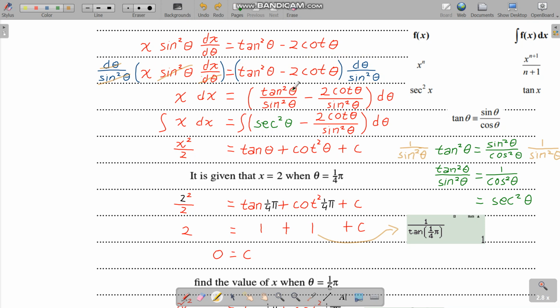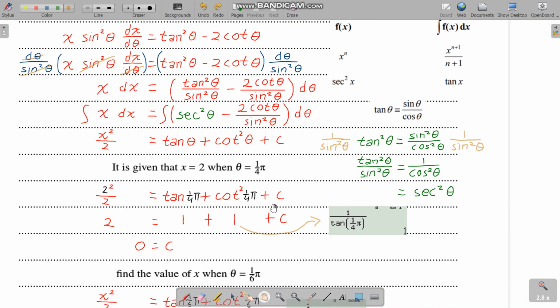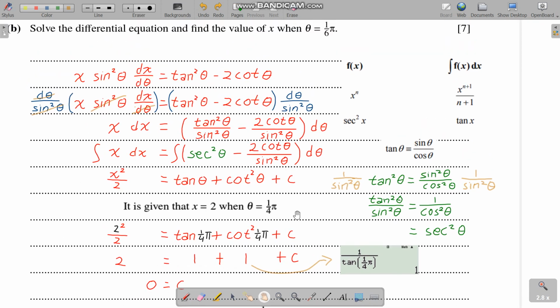Okay, so we divide tangent squared by sine squared, we get this, and we also divide 2 cotangent theta by sine squared, we get this. So the integral of x dx is the simplest integration, of course. The problem is the right hand side, to integrate tangent squared over sine squared.